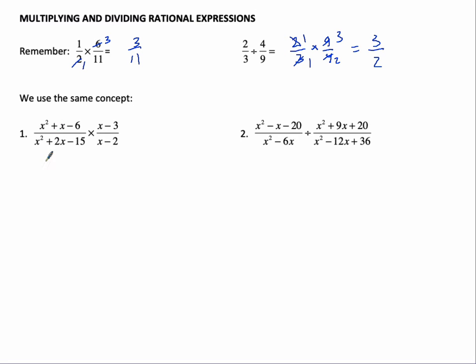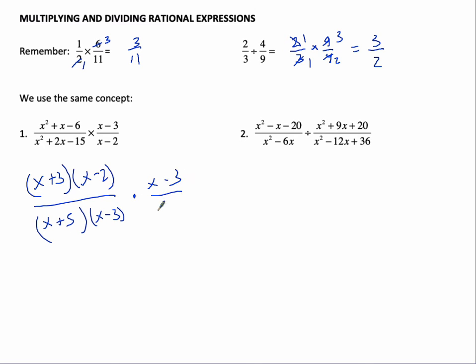We can factorize the numerator here to x plus 3, x minus 2, and in the denominator we're going to have x plus 5, x minus 3. We're going to multiply it by this expression. These are going to cancel, and these are going to cancel, and we've got x plus 3 over x plus 5. If you want to write the restrictions, we could see that x can't be equal to 3 or 2.